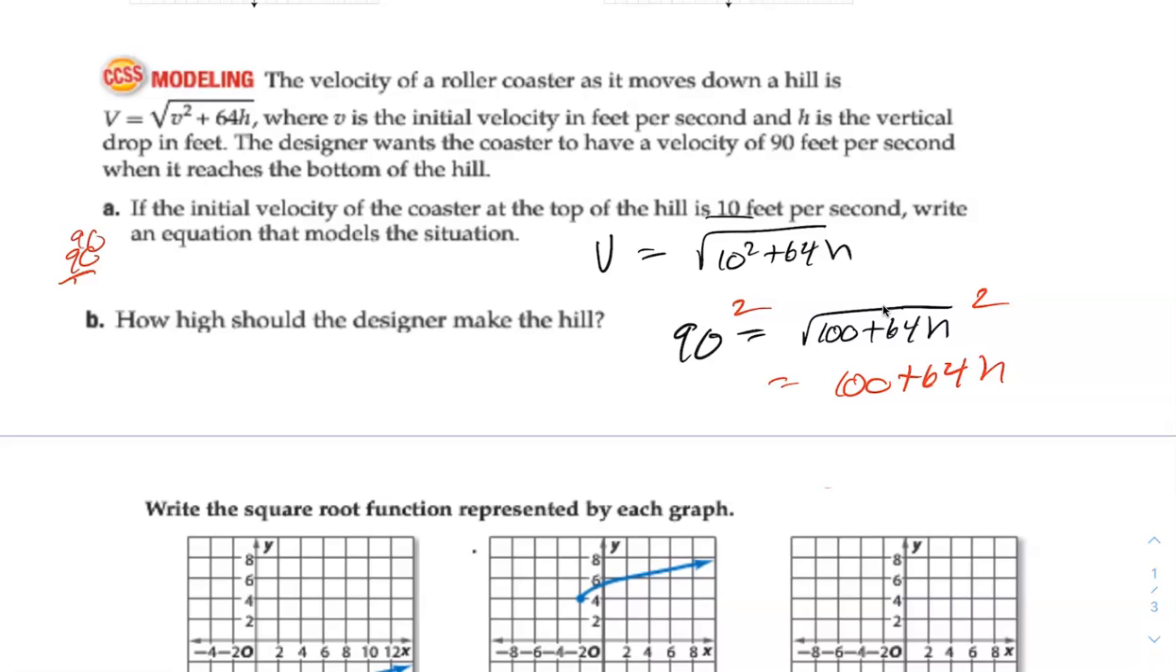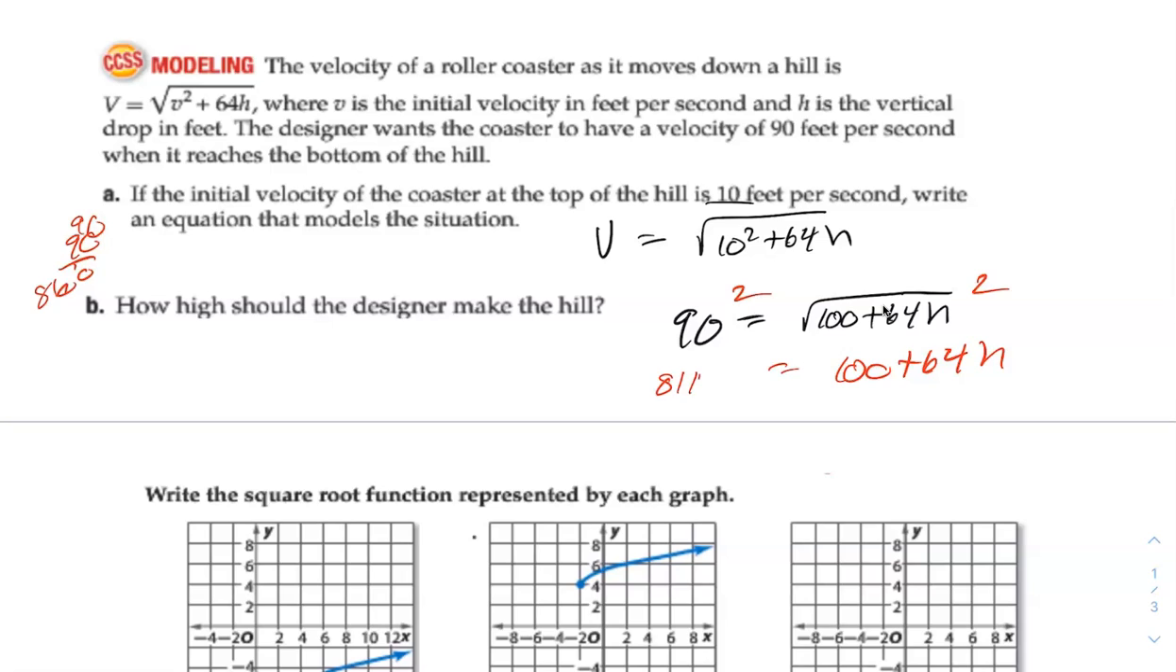I should know this off the top of my head, but just to make sure, 8,100. And then subtract 100. So 8,000 equals 64h, divided by 64. And 8,000 divided by 64 is, give me a second, 125. So h equals 125. So it should be about 125 feet tall.